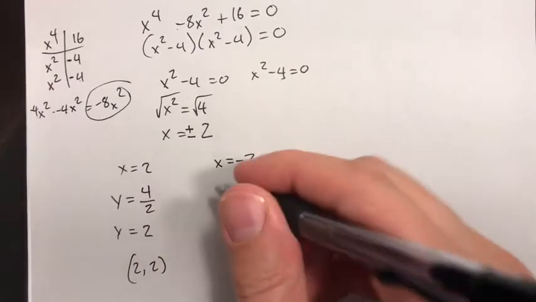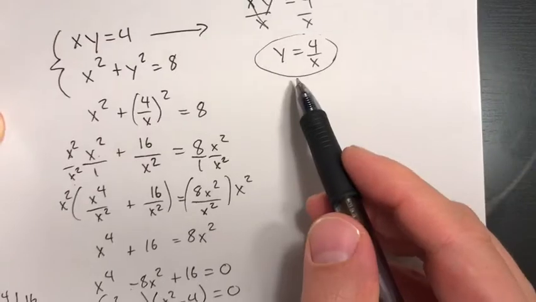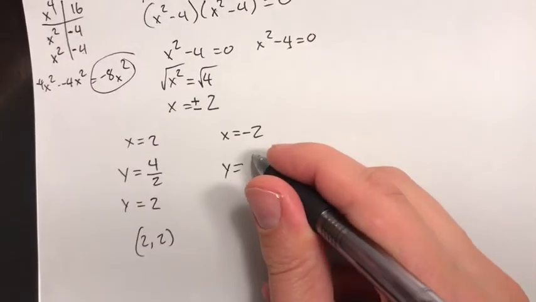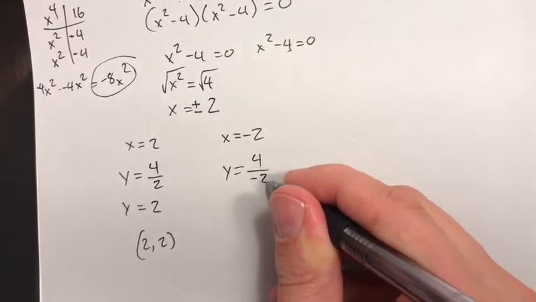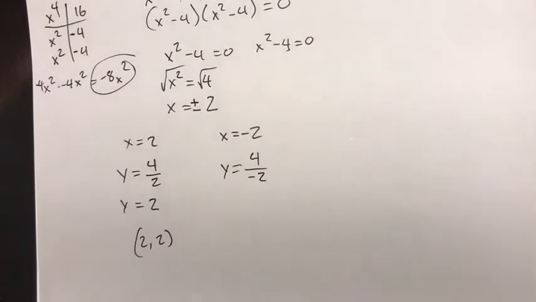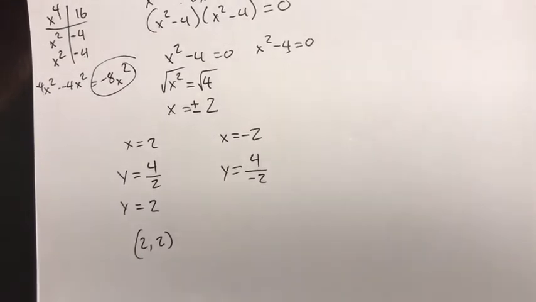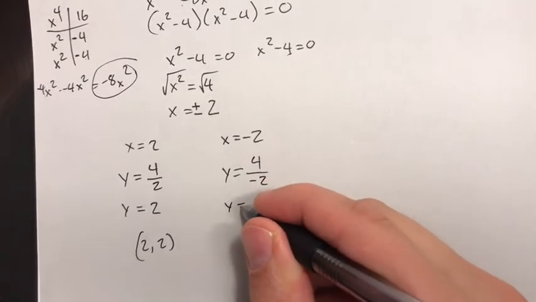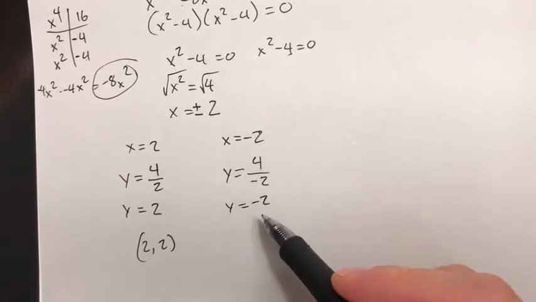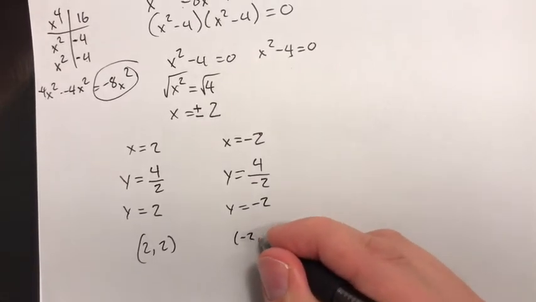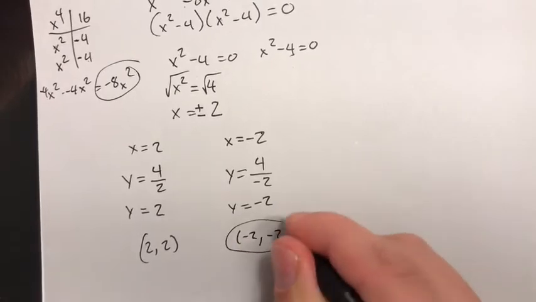And then for my other one, same idea. I'm going to use this equation, y equals 4 over x. But instead of the x, I'm going to put this time negative 2. So 4 divided by negative 2, that is going to be what? Negative 2, right? So y equals negative 2. So negative 2 and then negative 2. So that would be my other intersection point, okay?